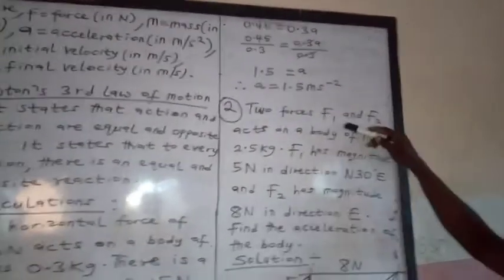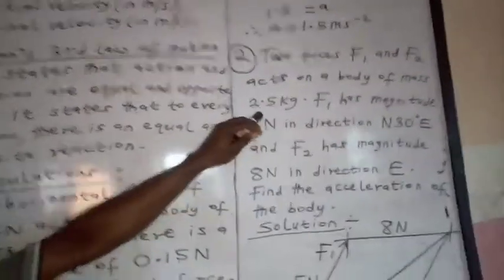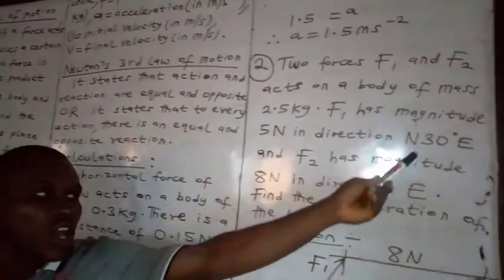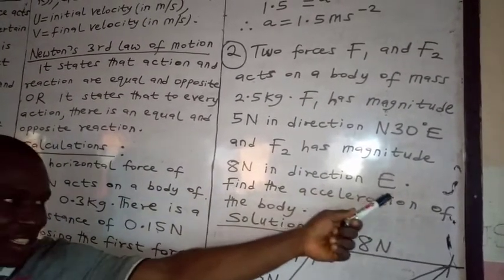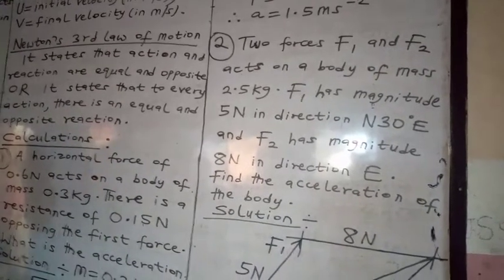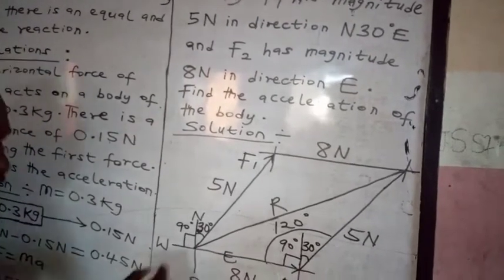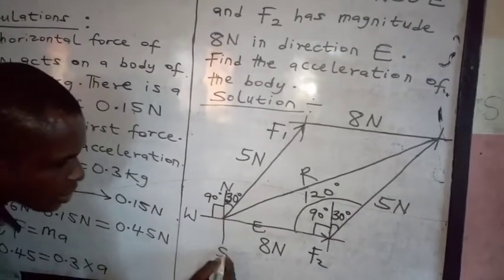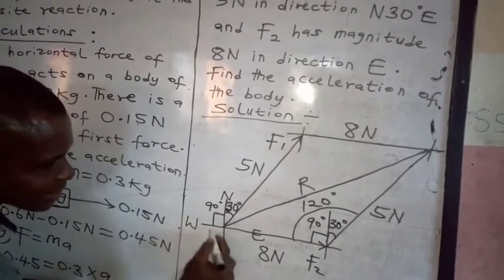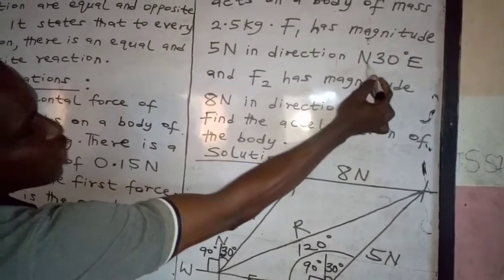Number 2 says two forces, F1 and F2, act on a body of mass 2.5 kilogram. F1 has magnitude 5 Newton in direction N 30 degrees E, and F2 has magnitude 8 Newton in direction east, E. Find the acceleration of the body. The first thing you have to do is to draw the diagram. Without the diagram, you cannot solve it. If you draw the diagram, remember you start with a cross, the 4 cardinal points indicating north, south, west, east. Remember here is 90 degrees. Then F1 has magnitude 5 Newton in direction N 30 degrees E.